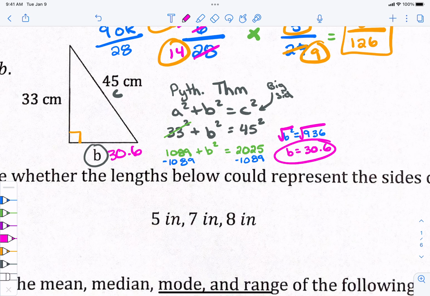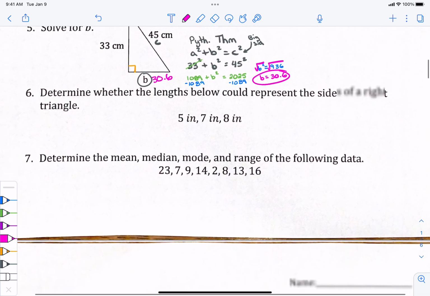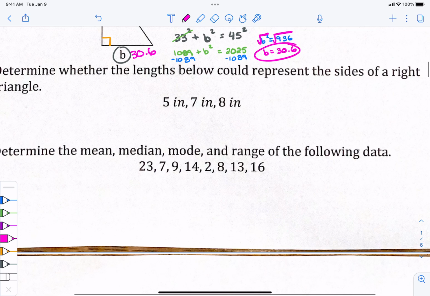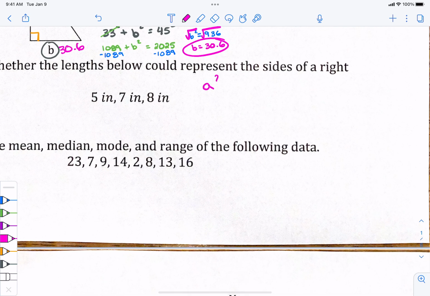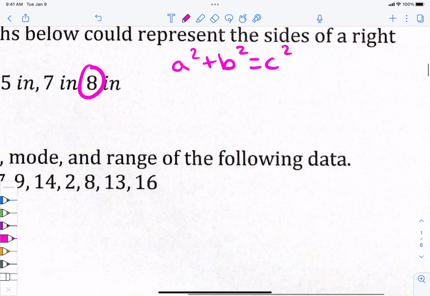Okay, good. All right, number 6 says determine whether the lengths below could represent a right triangle. If it's a right triangle, it has to fit a squared plus b squared equals c squared, right? Okay, which one is side c? 8. Not because it's the last one, but because it's the biggest one, right? Okay, what do you want a to be? You want a to be 5? Yeah. Okay, so 5 squared plus 7 squared should be 8 squared.